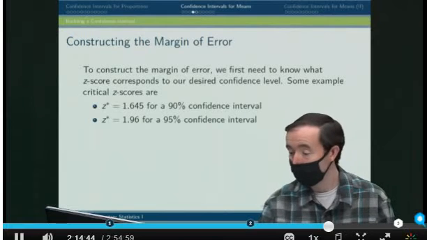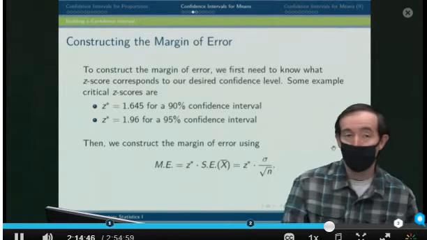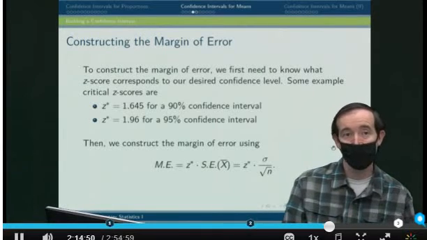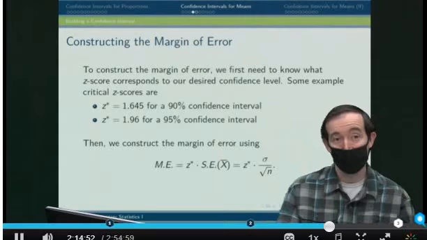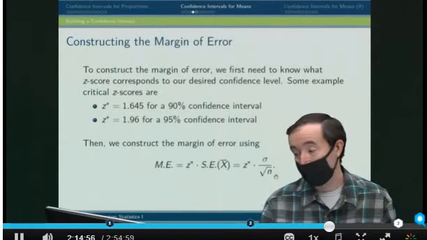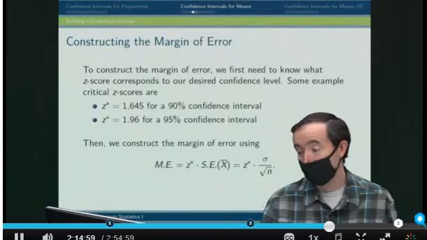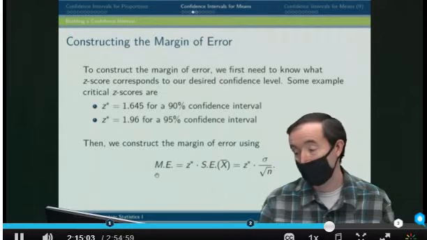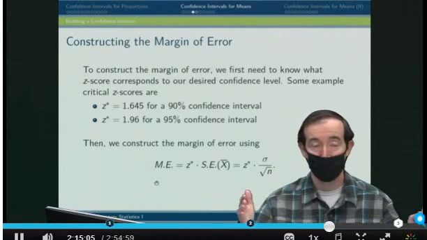All right. We construct the margin of error then by taking the critical score, which tells us how many standard errors we need, times the size of the standard error. And the size of the standard error, again, is given by the formula sigma over the square root of n. So it's all here. This tells me how far above my midpoint and how far below my midpoint that my confidence interval must extend.